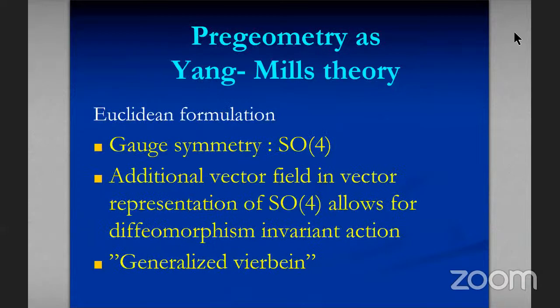So it's a relatively simple formulation. We want first to formulate a Euclidean functional integral. And what we do is we just take a standard SO(4) gauge symmetry. The only additional thing is it has a vector field in the vector representation, as a type of matter field. And this additional vector field, besides the gauge bosons, allows for a diffeomorphism invariant action. So this additional vector field is in a certain sense a generalized Vierbein. Next slide.